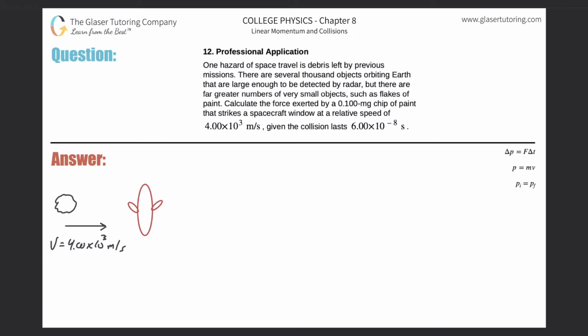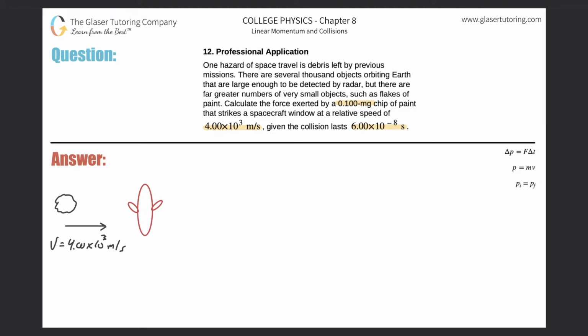Number 12, professional application. One hazard of space travel is debris left by previous missions. There are several thousand objects orbiting Earth that are large enough to be detected by radar, but there are far greater numbers of very small objects, such as flakes of paint. Calculate the force exerted by a 0.1 milligram chip of paint that strikes a spacecraft window at a relative speed of 4 times 10 to the 3 meters per second, given the collision lasts 6 times 10 to the minus 8 seconds.